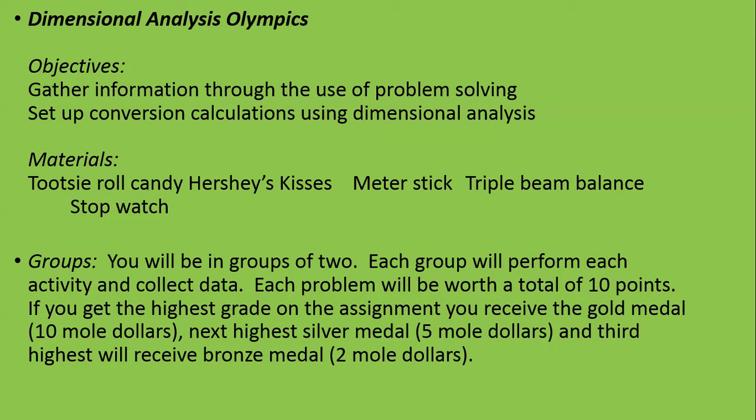Now, some of the materials that you're going to find throughout the classroom to use as you're doing this activity include Tootsie Rolls, Hershey Kisses, meter stick, triple beam balance, stopwatches, and then anything else that you might think of that you might need, like a calculator, extra paper, pencil, things like that. If you notice, and don't get up and walk around just yet, you're going to see that the events are already set up. It's going to say event 1, event 2, and there's going to be the materials you need already there for you when it's time to get started on the lab.